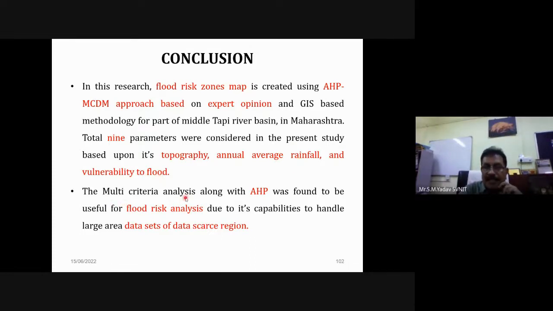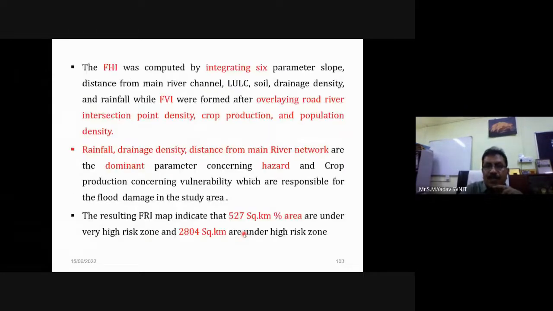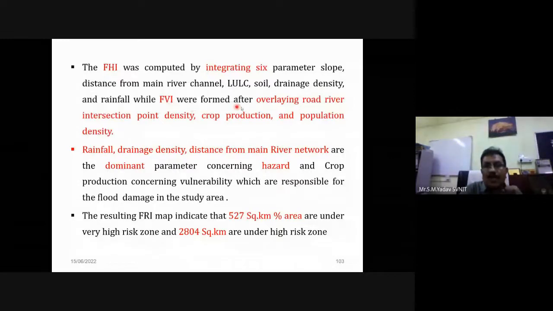The multi-criteria analysis along with AHP was found to be useful for flood risk analysis due to its capability to handle large area data sets of a data-scarce region. The FHI was computed by integrating 6 parameters, that is slope, distance from main river channel, LULC, soil, drainage density, and rainfall, while the FVI was formed after overlaying road river intersection point density, crop production, and population density.